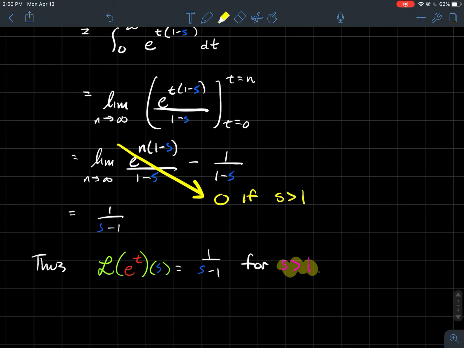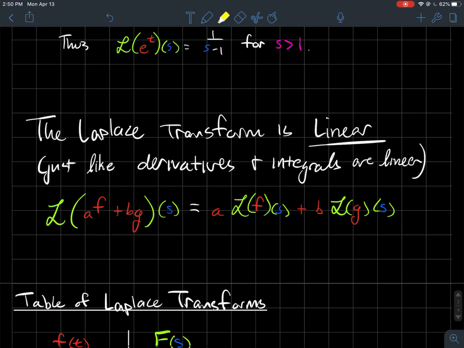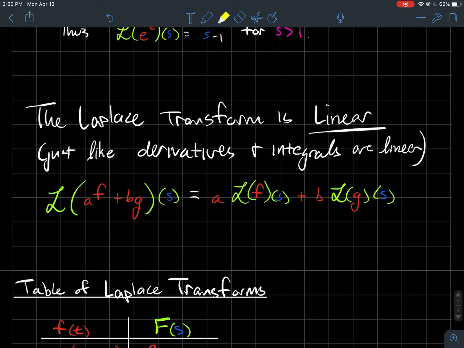In other words, that'll be the domain of this new function. Depending on what kind of class you're taking, this is more important in maybe a more advanced theory-based differential equations class, but if you're in a more computational one, then that information about the domain is not as important. So the Laplace transform is linear, just like the derivative was and just like integrals are.